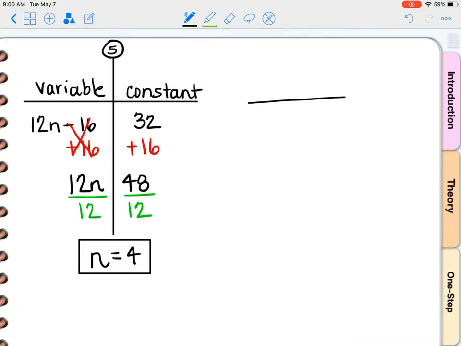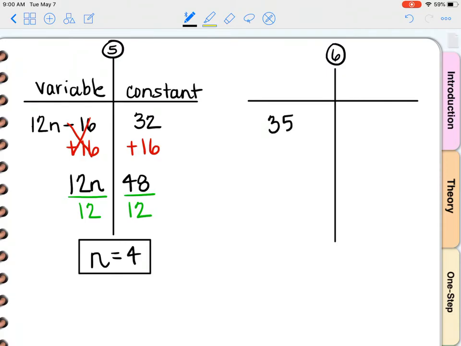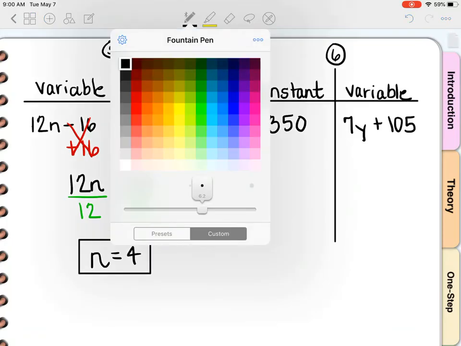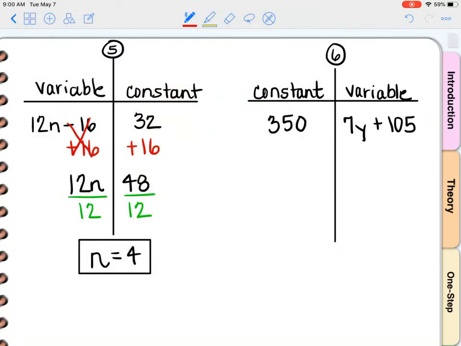Okay, number 6. I have 350 equals 7y, there's the variable, plus 105. So ask yourself what needs to move. First, the 105. It's a constant.